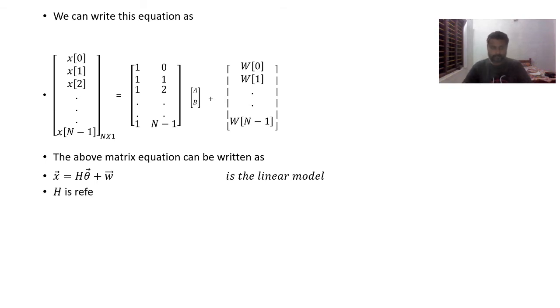H is referred to as the observation matrix, and w is nothing but white Gaussian noise with mean 0 and variance sigma square, right?